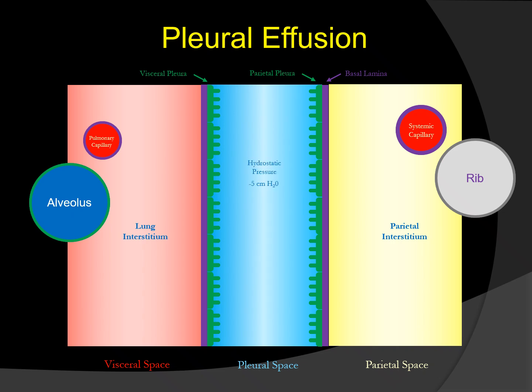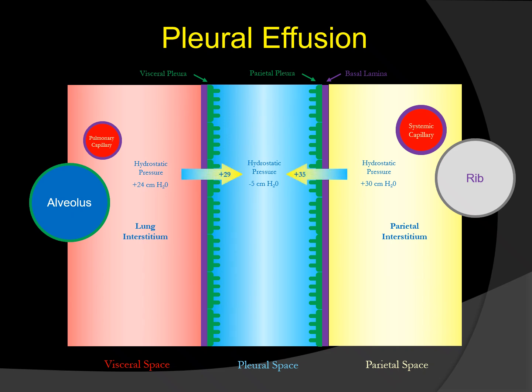As I mentioned earlier, the intrapleural hydrostatic pressure is about -5 due to the balance of inward retractile forces of the elastic lung tissue pulling inward and the outward retractile forces of the chest wall, which tend to expand outward. The systemic capillary system in the parietal pleura maintains a higher pressure than the pulmonary capillary pressure in the lung interstitium, creating a hydrostatic pressure in the parietal space of approximately 30 centimeters of water and a hydrostatic pressure in the lung interstitial space of approximately 25 centimeters of water.